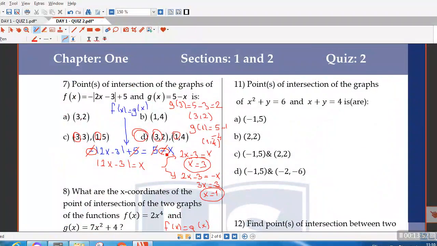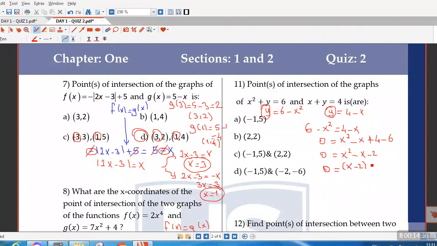Question 11. Points of intersection again, and I can use the same logic. y can be written 6 minus x to the power of 2, and in the second equation y can be written as 4 minus x. If you equalize the two functions, 6 minus x to the power of 2 is equal to 4 minus x. Take all the terms to the same side. 0 is equal to x squared, negative x, there is plus 4, 6 goes with a minus sign. 0 is equal to x squared minus x minus 2.